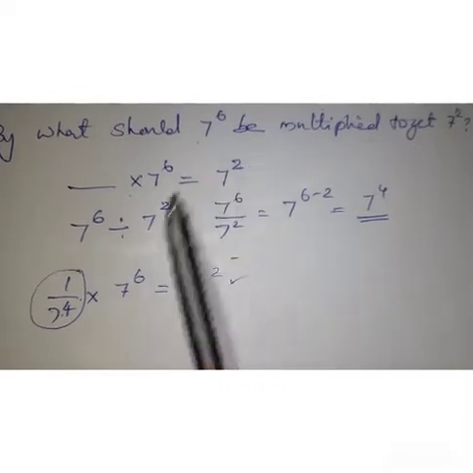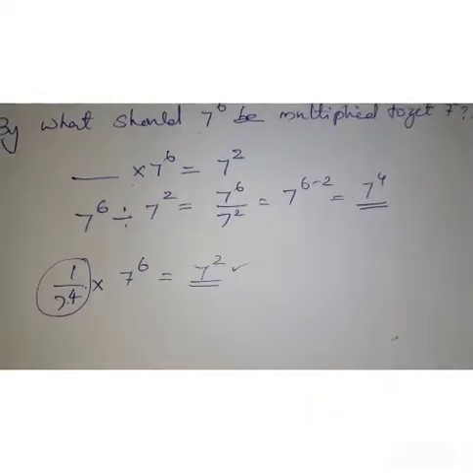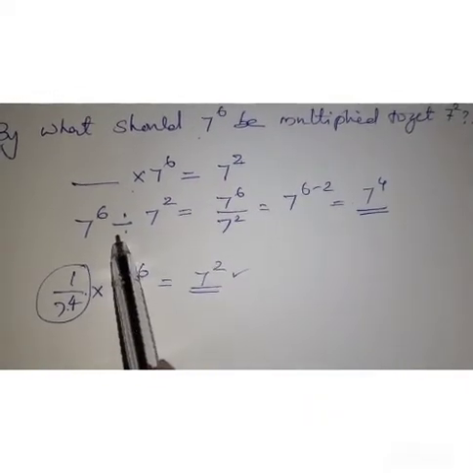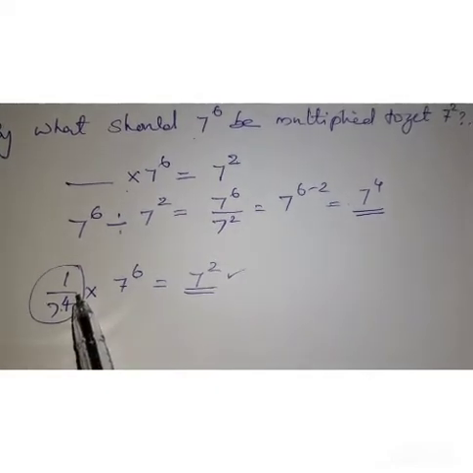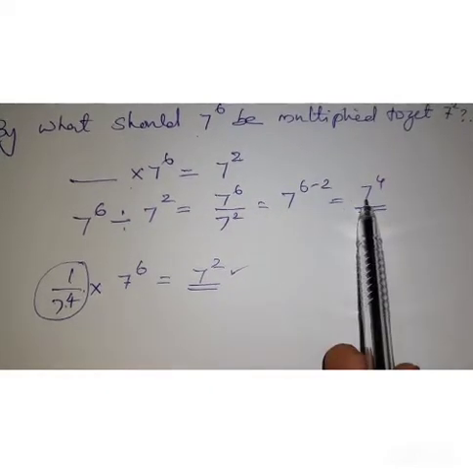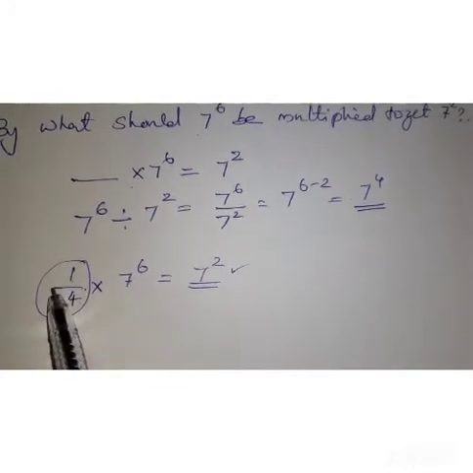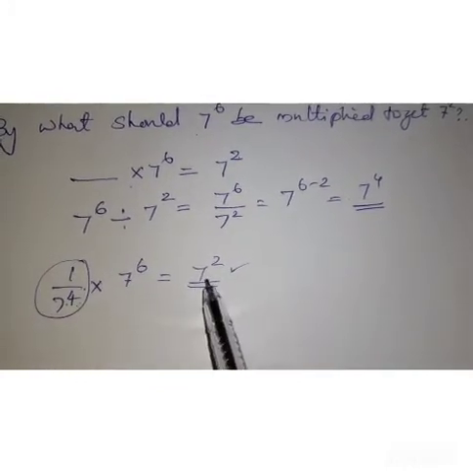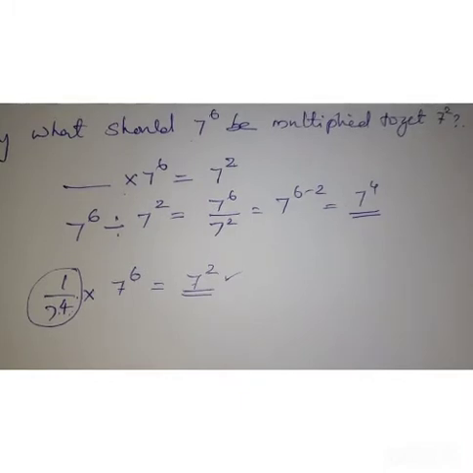So instead of doing that, we are doing the reverse operation. And instead of dividing by 7 raised to 4, we can multiply by 1 by 7 raised to 4. So we get the answer 7 raised to 2.